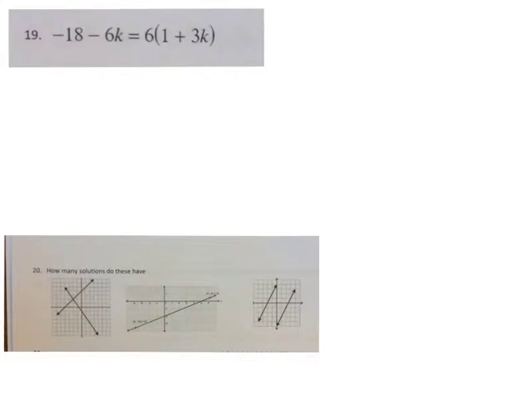Okay, the first thing you want to do is distribute the 6 twice. So 6 times 1 equals 6. And 6 times 3k is 18k. And rewrite the left-hand side, negative 18 minus 6k. What I'm going to do is go ahead and bring that negative 6k over to the right. So I'm going to say, okay, plus 6k on both sides.